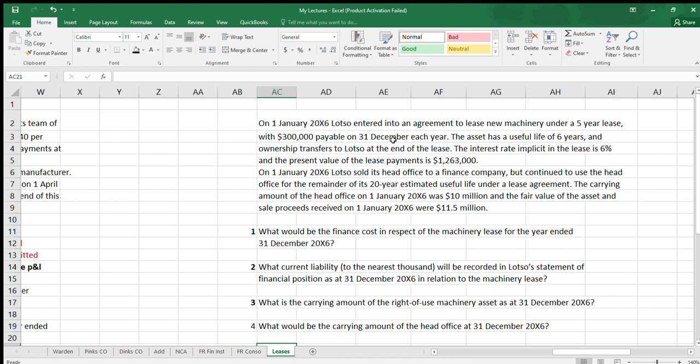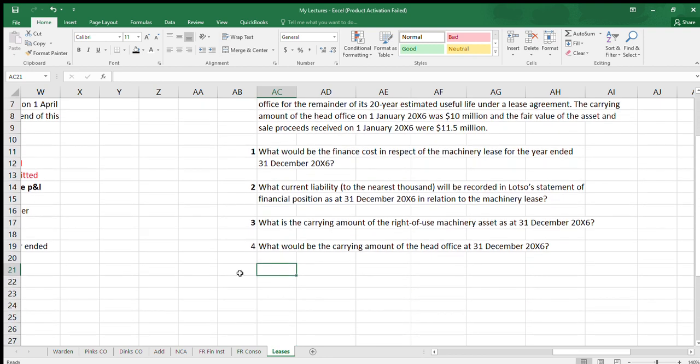That's all. So you know this and you know P's. So what will be the finance cost in respect of this machinery? Payment is made in arrears. So yes, balance brought forward. Payment is made in arrears, so your interest will come before your payment. Then your balance carry forward.